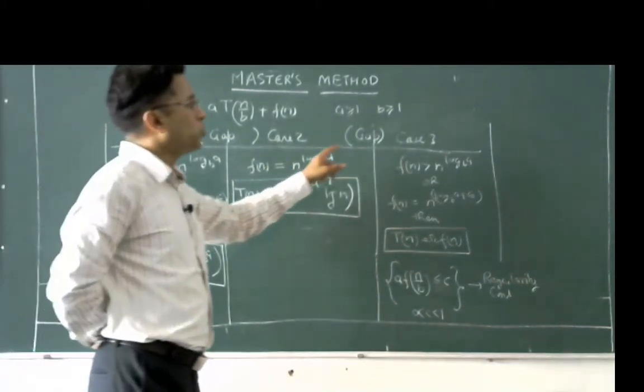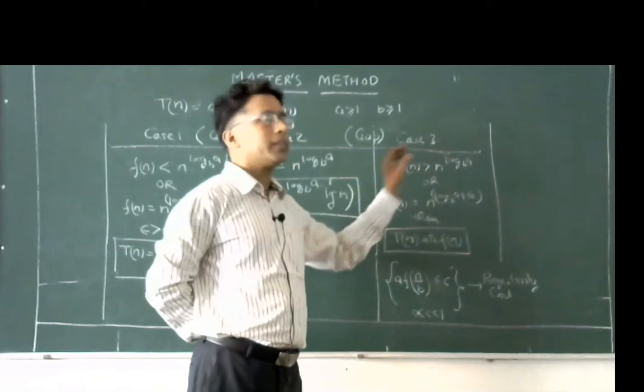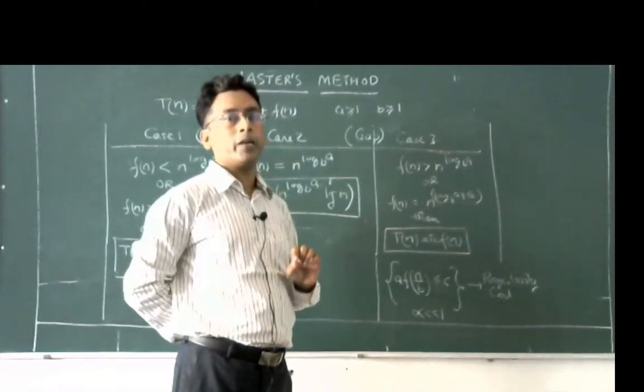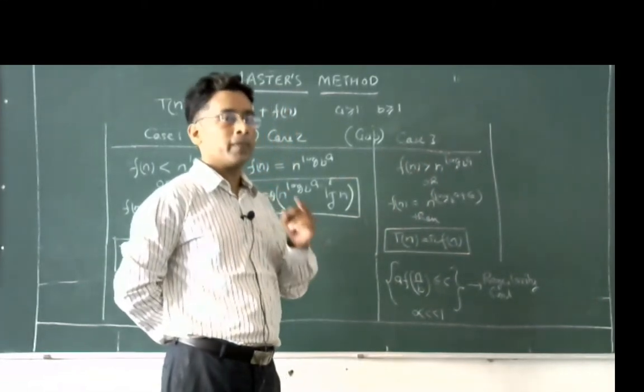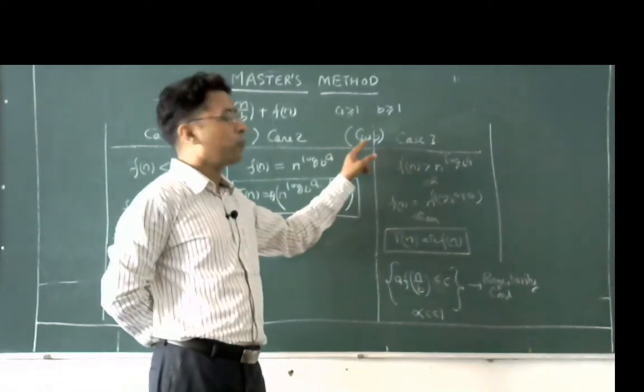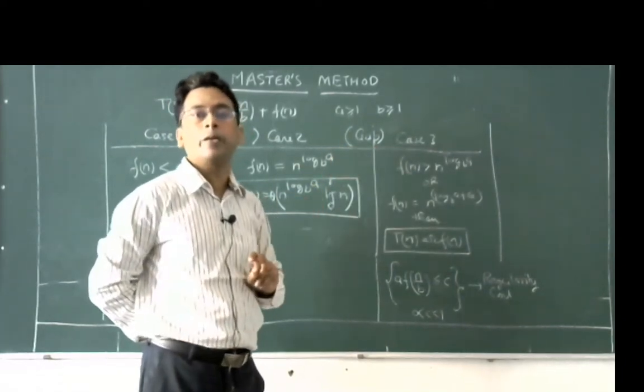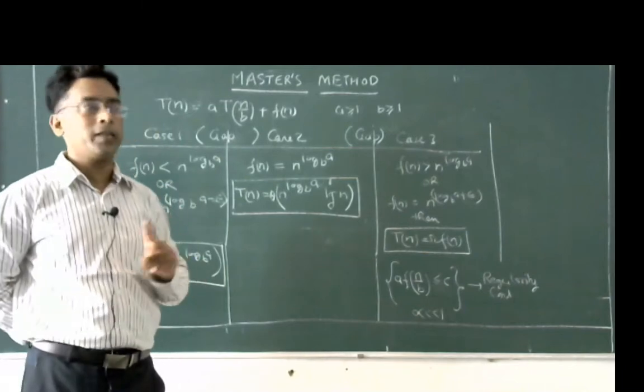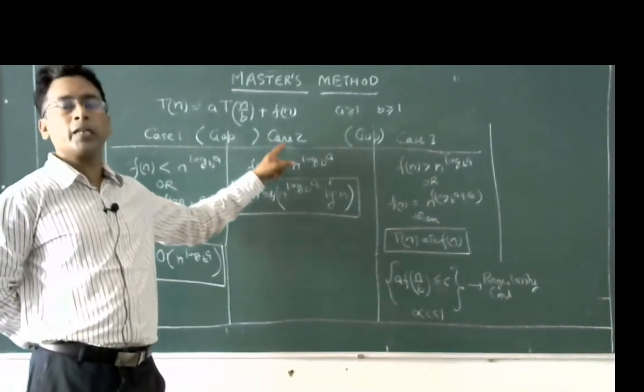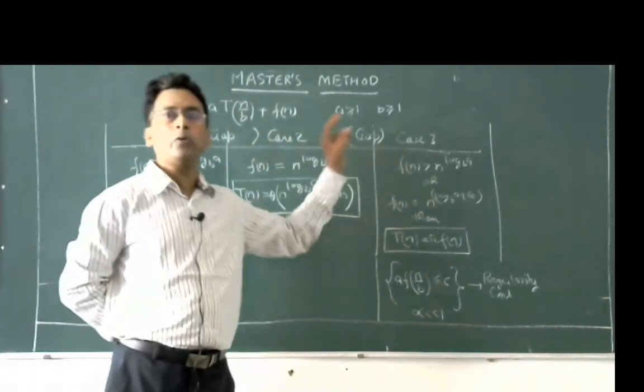Similarly, between case 2 and case 3, if f(n) is greater than n raised to the power log A base B, but it is not polynomially larger, then in that case also the regular master method cannot be applied. So in master's method, there is a gap between case 1 and case 2, and there is a gap between case 2 and case 3.